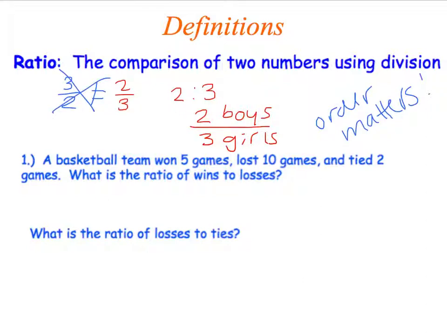Our first example is a word problem. It reads, a basketball team won 5 games, so we're going to outline the important information, lost 10 games, and tied 2 games. What is the ratio of wins to losses? Go ahead, pause the video, and try this yourself.